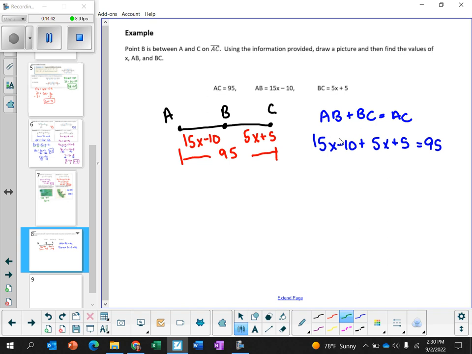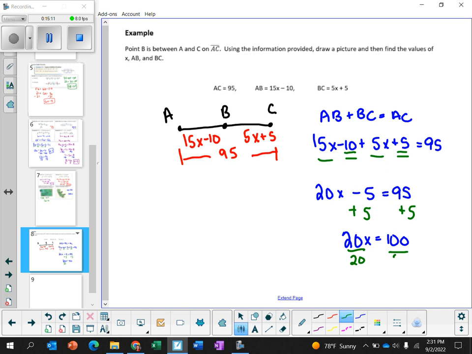And again, I have things on the same side. I have a 15x and a 5x. I have a negative 10 and a positive 5. So 15x and positive 5x is 20x when they get combined, and negative 10 and positive 5 is negative 5 when they get combined. Now I could start working from one side to the other. To get rid of this -5, we can +5. So that's 20x = 100. And I can divide by 20. And we get a final answer of x = 5.